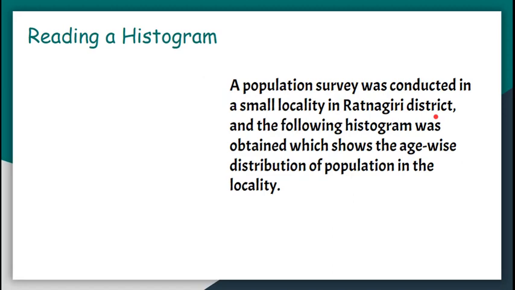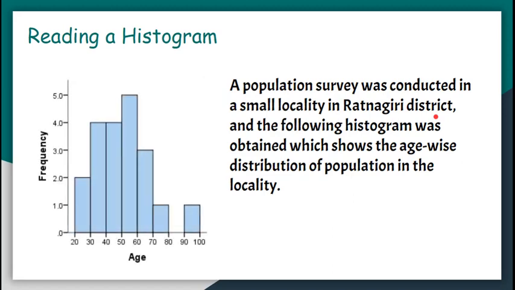What does that mean? रत्नागिरी डिस्ट्रिक्ट के एक लोकेलिटी में हमने एक पॉपुलेशन सर्वे किया और हमने देखा कि एज वाइज उस लोकेलिटी में कितने लोग हैं, and this is the graph that I got. You can see at the bottom there are the different ages which have been mentioned, and here is the frequency, which means the number of people.